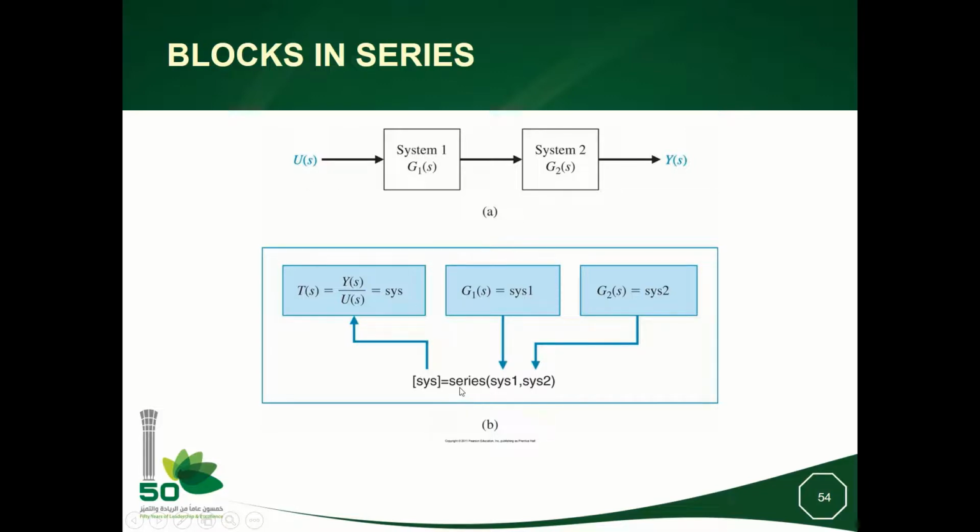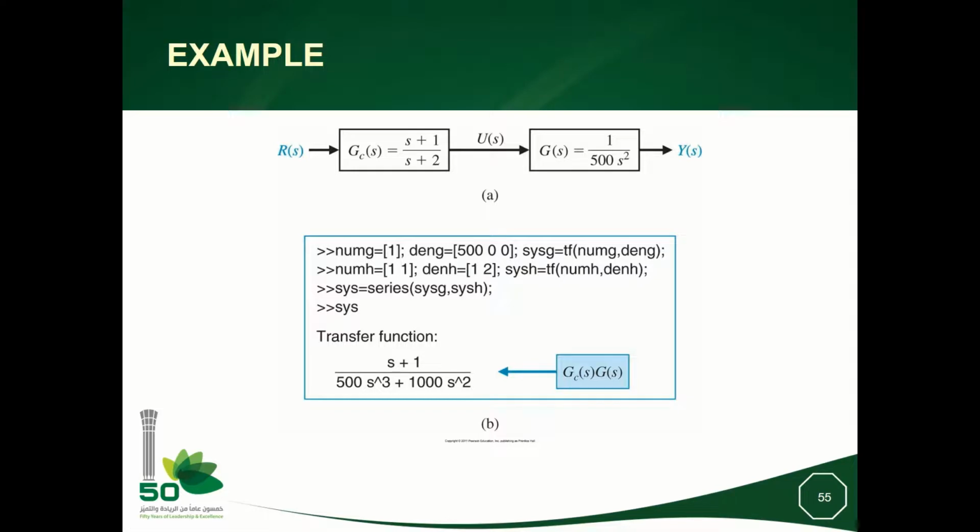So this can be done by the instruction series. Okay, so we don't write G1 times G2, we will write series sys1 sys2, where sys1 and sys2 are defined as transfer functions. So this is an example of two transfer functions connected in series. If we apply the instruction series to this system, system H and system G, okay, we will get the product of the transfer functions as shown here.